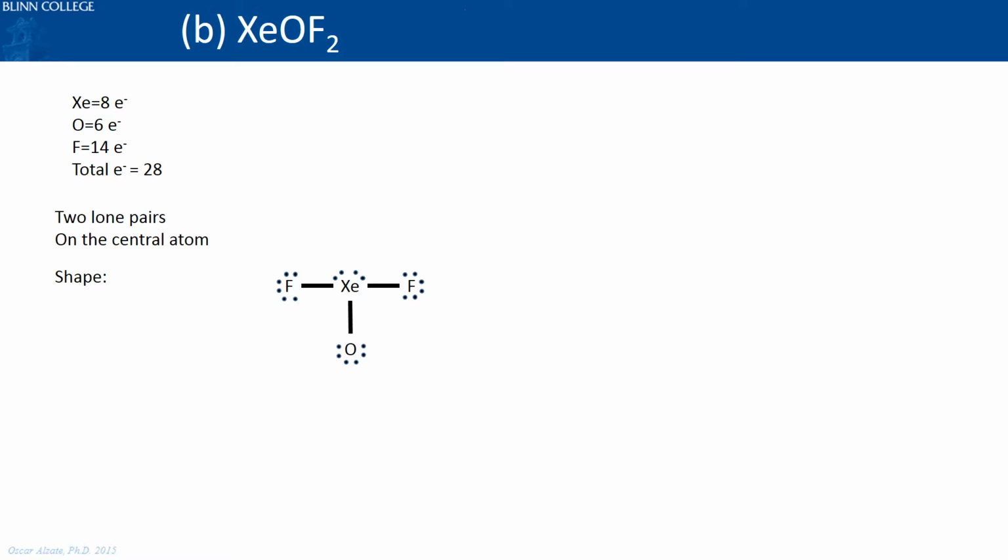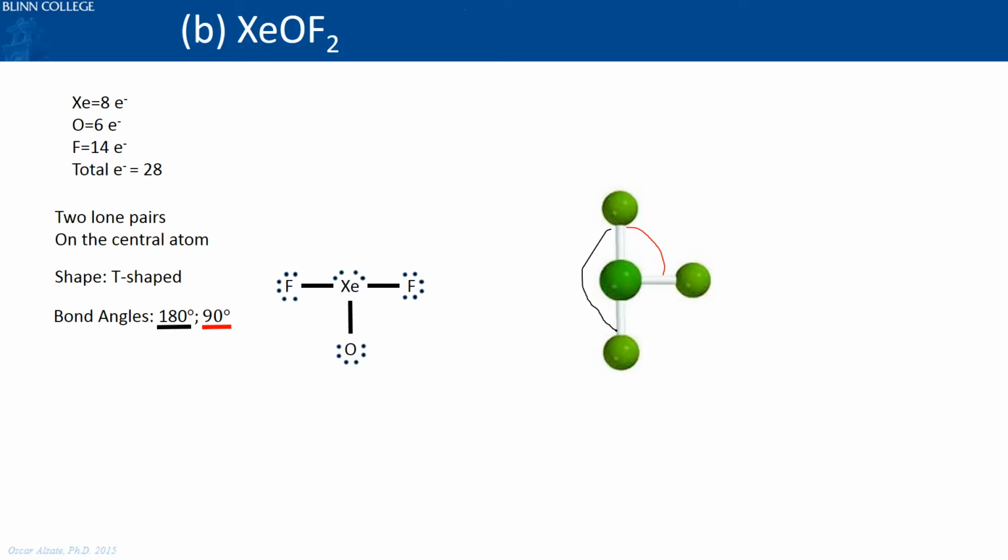Onto the shape of xenon oxydifluoride. It's relatively easy. As you can see, it's T-shaped. And the reason for this, instead of something more along the lines of trigonal planar, is because our 2 lone pairs at the top on the central atom are actually forcing our other 3 atoms closer together, because they want to be as far apart as they possibly can. The angles we should come up with are 1 180-degree angle and 2 90-degree angles, thus forming a T-shape.